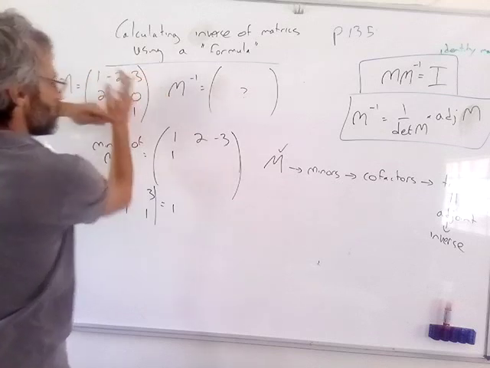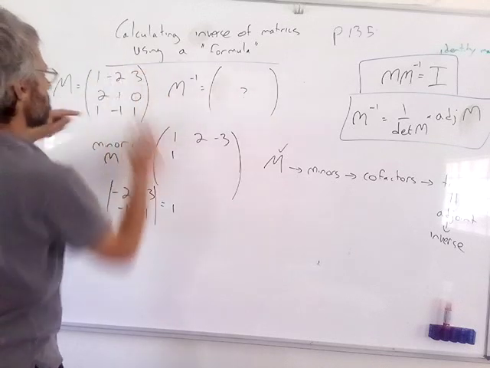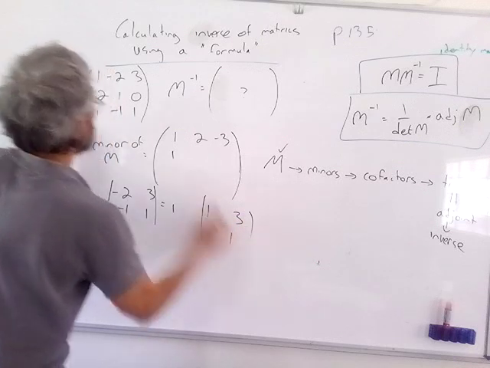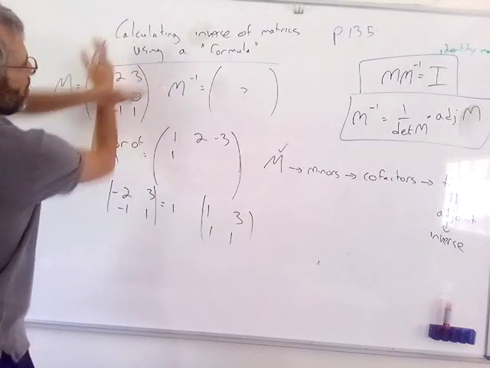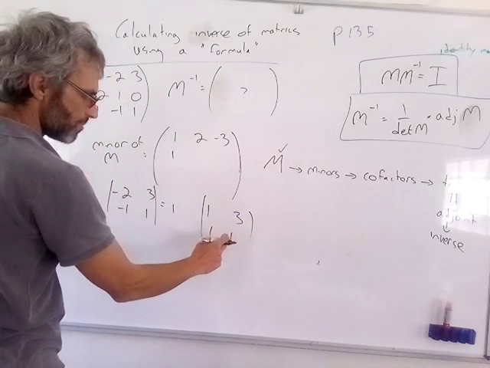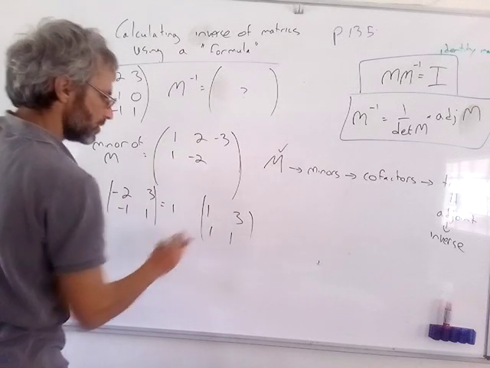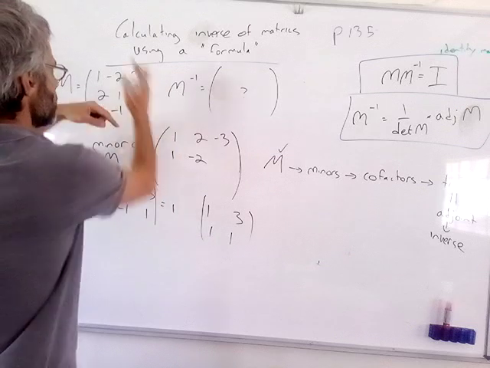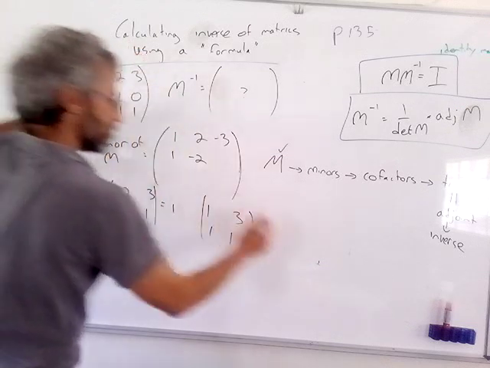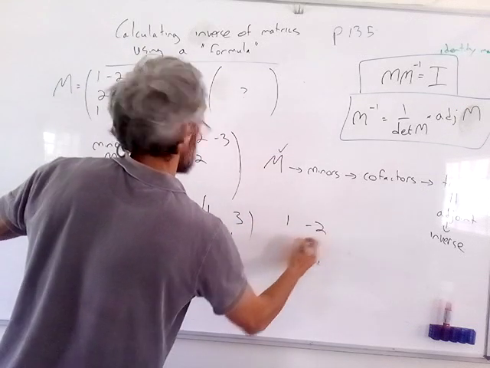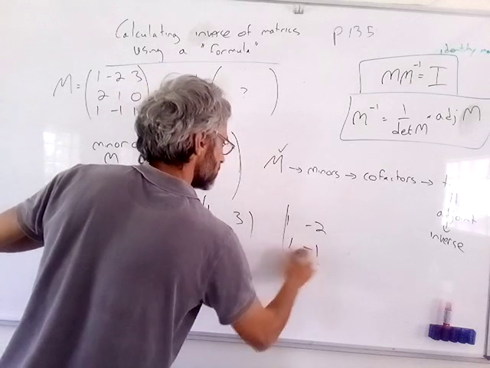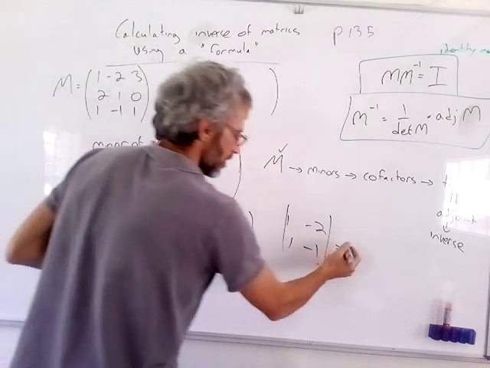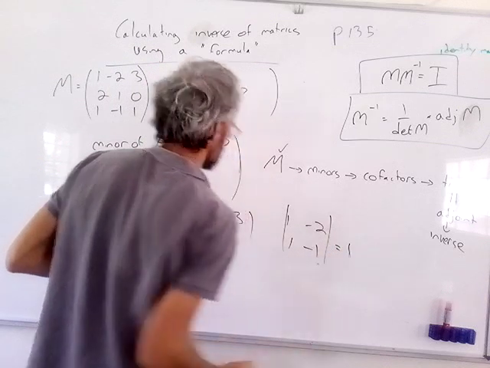Okay, so this entry is going to be the determinant of 1, 3, 1, 1. See what I've done? I've just blocked these guys, and that's 1 minus 3, it's minus 2. And then this one is the determinant of 1, minus 2, 1, minus 1, which is minus 1 minus 2, so it's plus 1, I think.